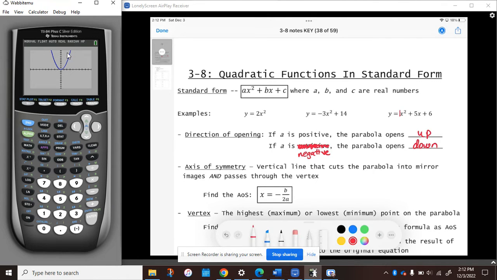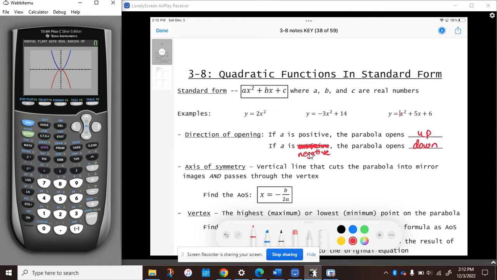Okay, it'll open up instead of the alternative like we looked at in that previous lesson, opening down. If you have a negative number out in front of your x squared, it would look like this. You'd have your x squared and then your negative x squared. It would be flipped over upside down, reflected over that x-axis. Okay, so opening up and opening down are the two options there. Make sure you cross out that positive and replace it with negative. That's just a little typo.